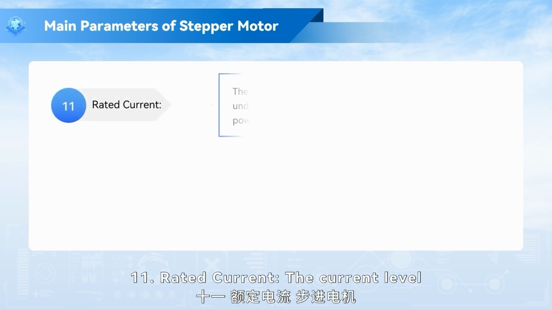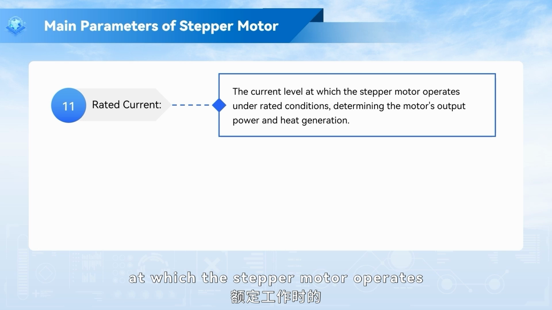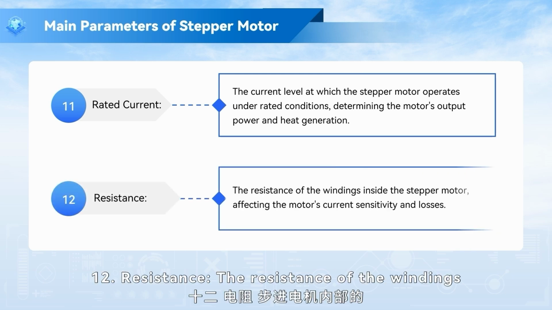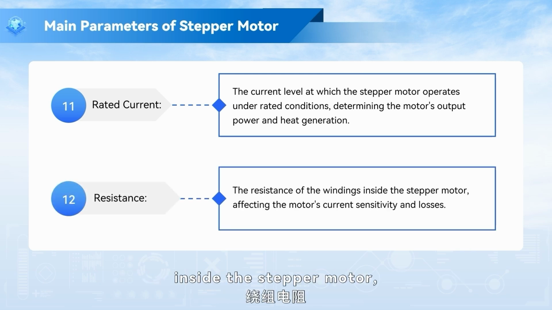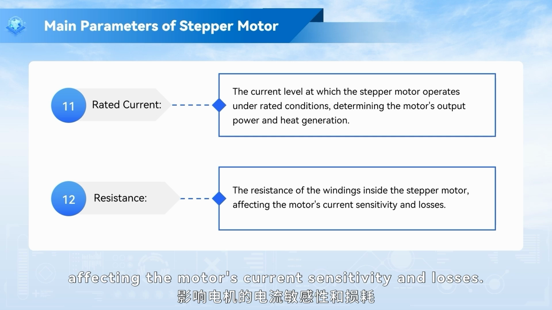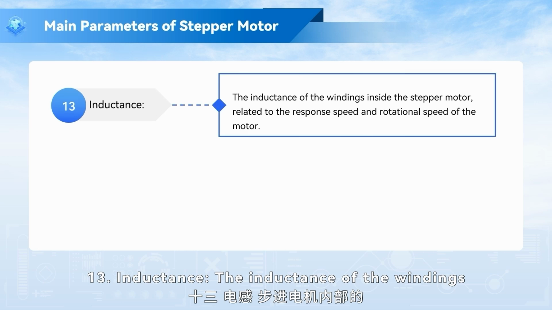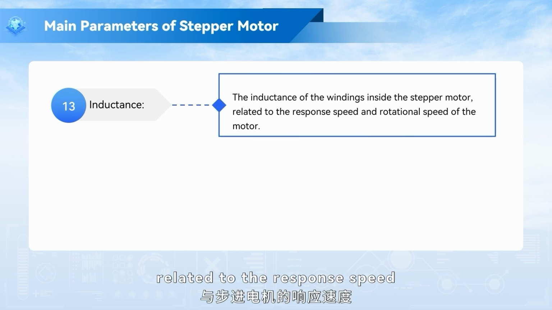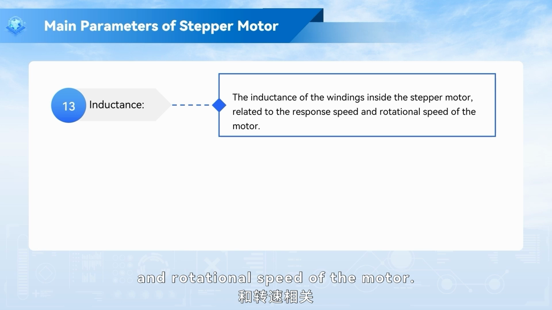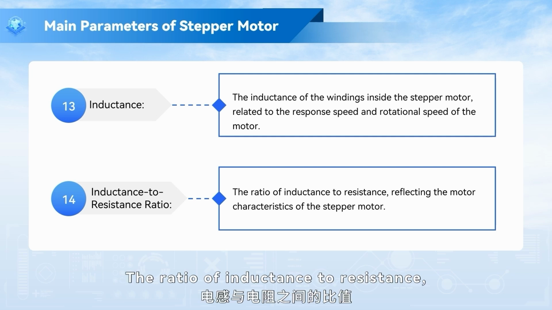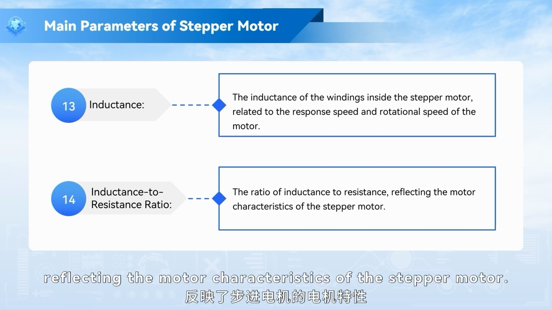11. Rated current, the current level at which the stepper motor operates under rated conditions, determining the motor's output power and heat generation. 12. Resistance, the resistance of the windings inside the stepper motor, affecting the motor's current sensitivity and losses. 13. Inductance, the inductance of the windings inside the stepper motor, related to the response speed and rotational speed of the motor. 14. Inductance to resistance ratio, the ratio of inductance to resistance, reflecting the motor characteristics of the stepper motor.